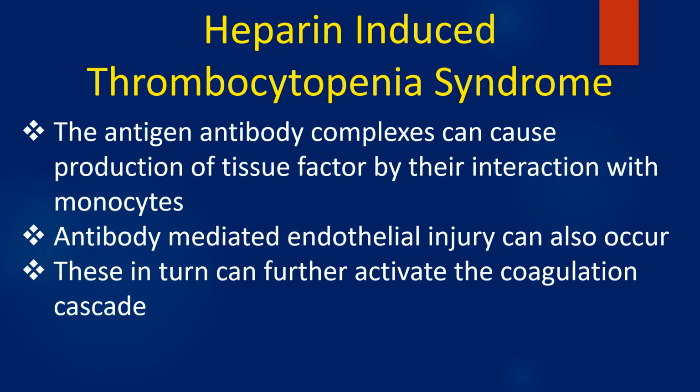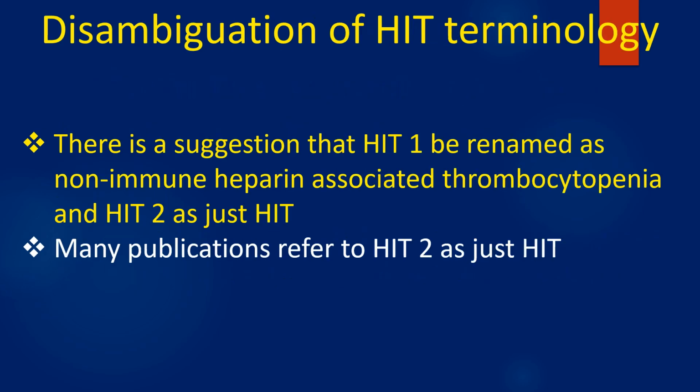The antigen antibody complexes can cause production of tissue factor by their interaction with monocytes. Antibody mediated endothelial injury can also occur. These in turn can further activate the coagulation cascade. There is also a suggestion that HIT1 be renamed as non-immune heparin associated thrombopenia and HIT2 as just HIT. Many publications refer to HIT2 as just HIT.